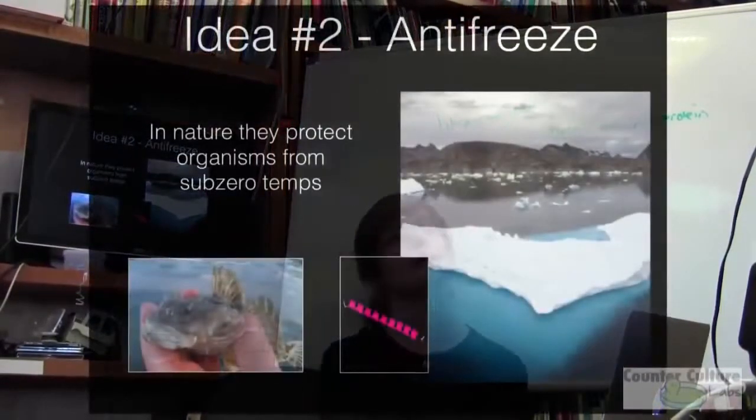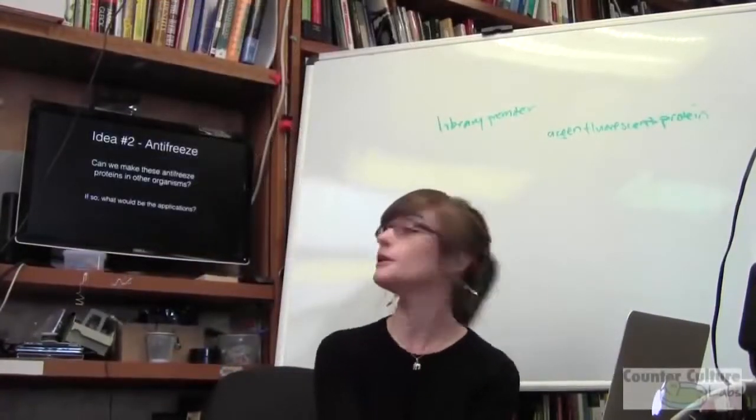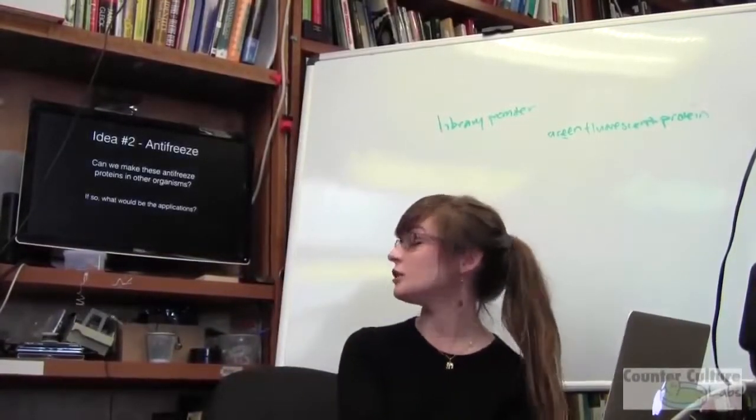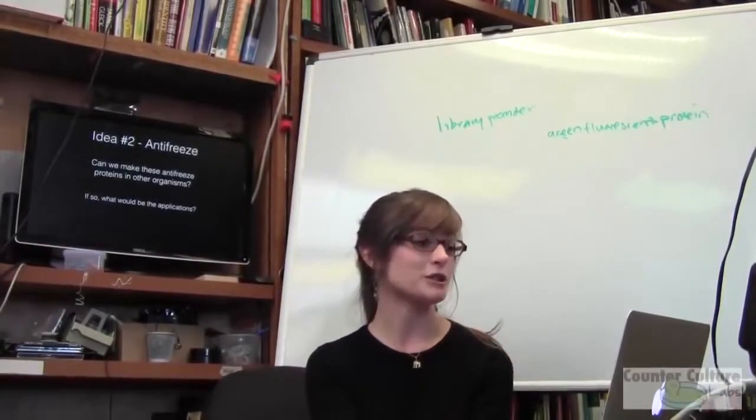Isn't there some agricultural crop that already does that? I believe so. A tomato or an orange or something? Yeah. Strawberries. Is it strawberries? Okay. Yeah. Perfect. So, that would be the idea. Can we give these antifreeze properties to other organisms? What would that look like? Is that a project of interest?